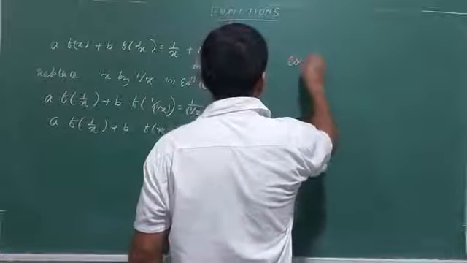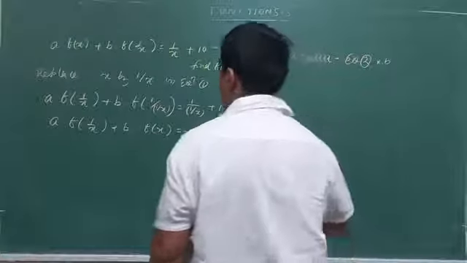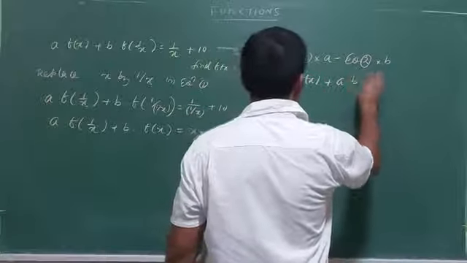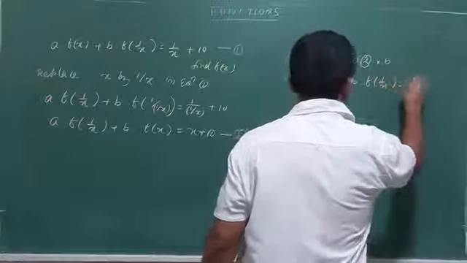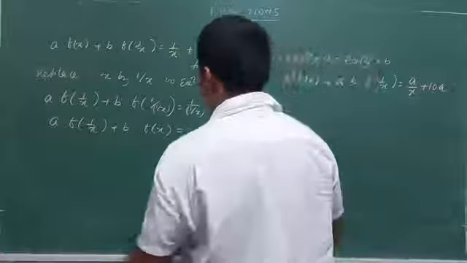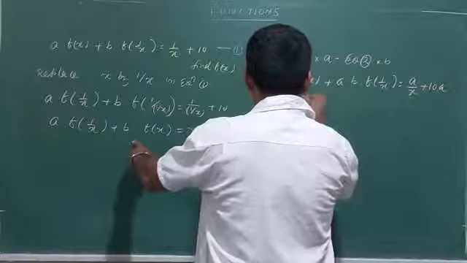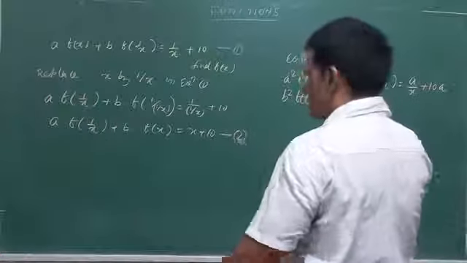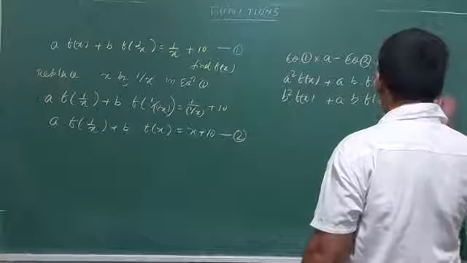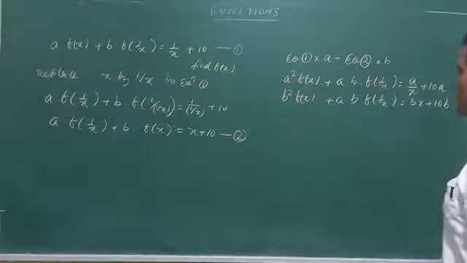Equation 1 times a minus equation 2 times b. a²f(x) + ab·f(1/x) equals a/x + 10a. Multiply this by b and write down this one first: b²f(x) + ab·f(1/x) equals bx + 10b. Then subtract both the equations.